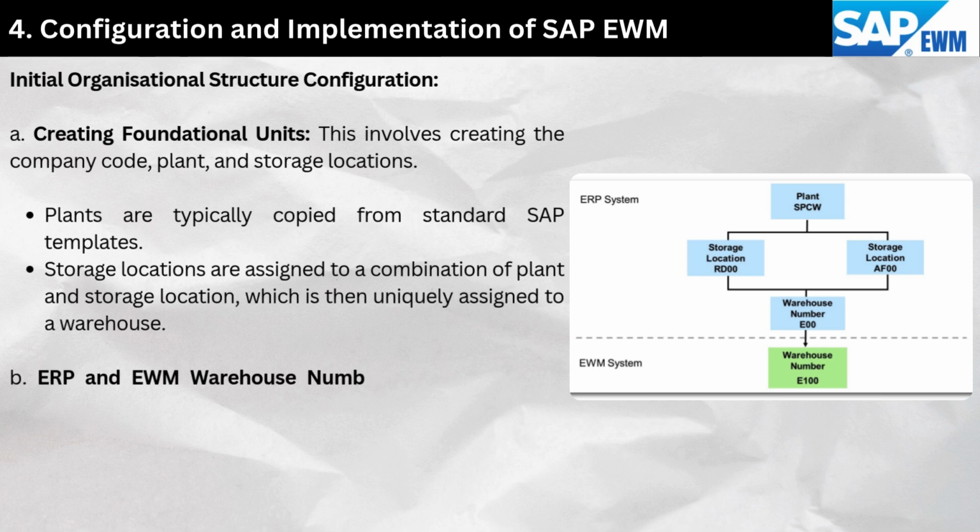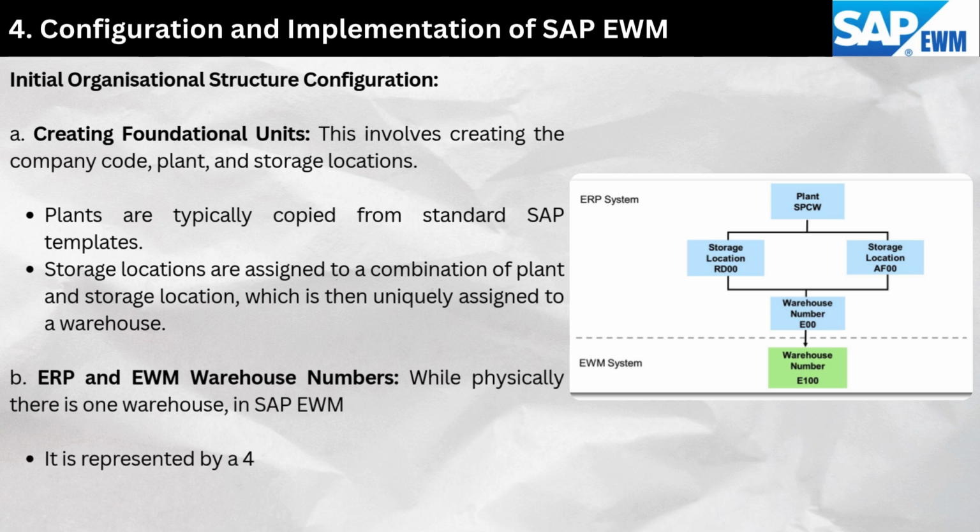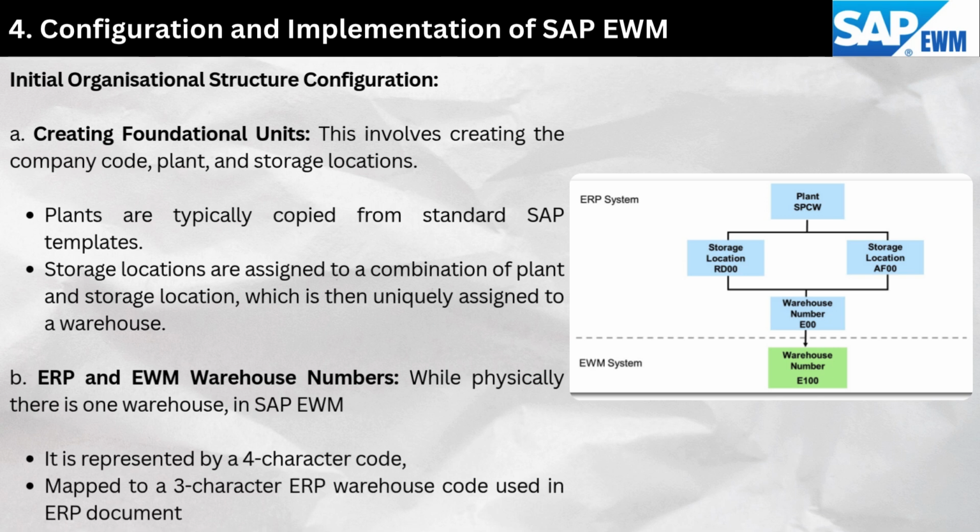ERP and EWM warehouse numbers. While physically there is one warehouse, in SAP EWM it is represented by a 4-character code mapped to a 3-character ERP warehouse code used in ERP documents like deliveries.